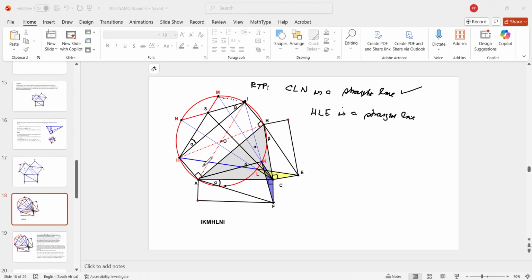That we know is a straight line. So now we got HL. Now we are focusing on L here, right? And we know that HLE is a straight line. We want to show that CLN is a straight line. So again, we try to show that vertically opposite angles are equal. And we start with this angle here. And you notice that I put a beta here.